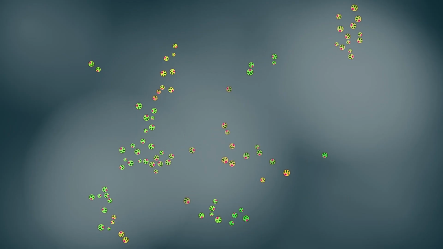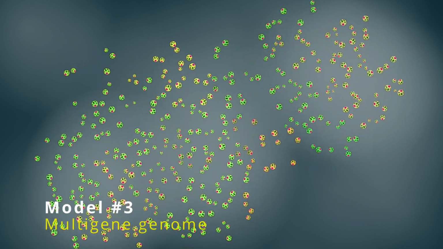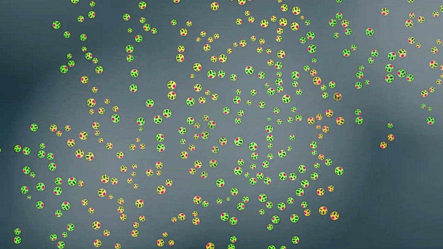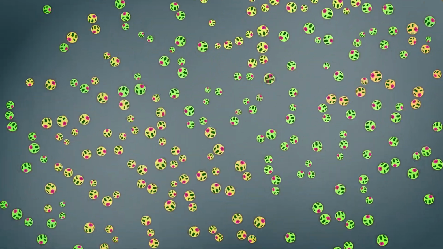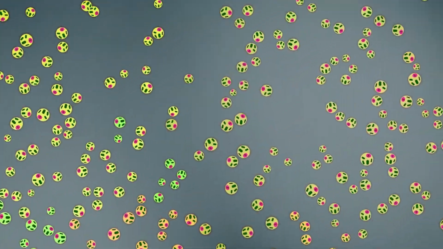Let's move on to the third model. In this model, I attempted to combine two genes, photosynthesis and parasitism, in one cell. As we can see, the cells have become more diverse, and they obey two rules at once. Cells feed on both light and the energy of neighbors.